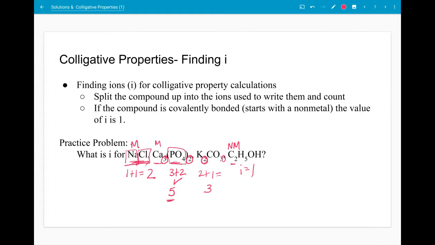Okay, so often I like to add a little extra practice. So you can go ahead and write these down. I think it helps to add those. And so see if you can figure out I for each of these, and then I'll write down the answer.